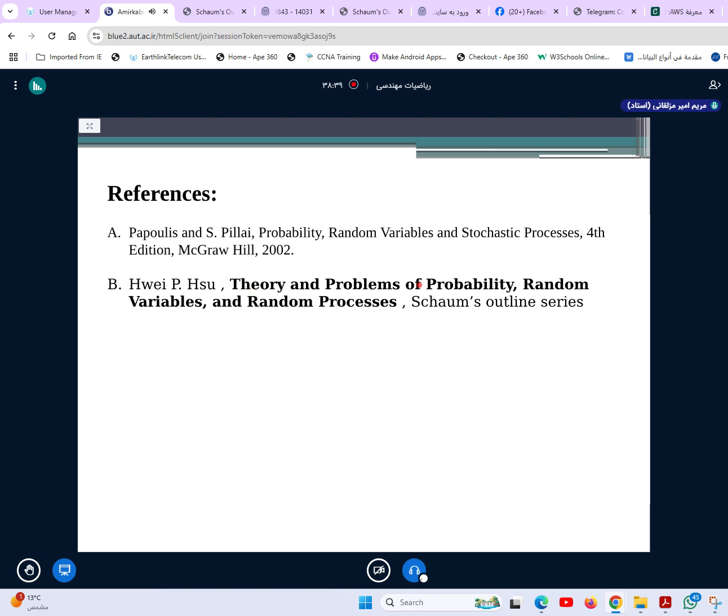This reference is Theory and Problems of Probability, Random Variables, and Random Processes. It's an easy reference for your study, and it contains many solved problems that you can use to become more familiar with the concepts of these parts.